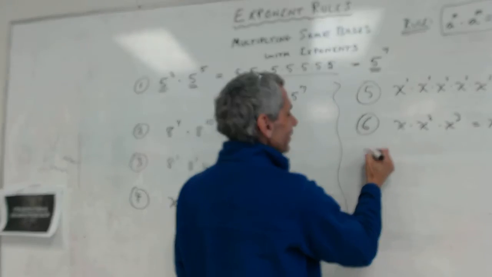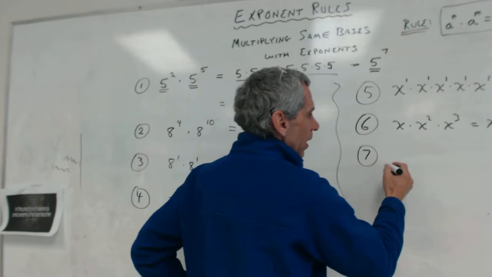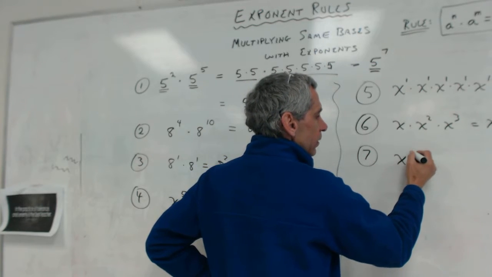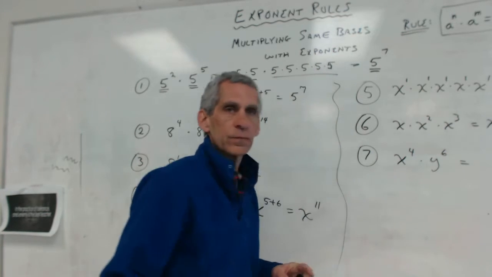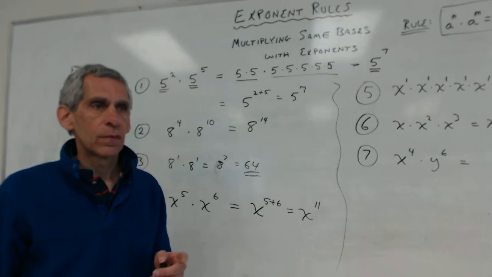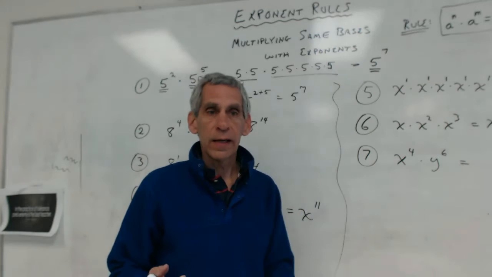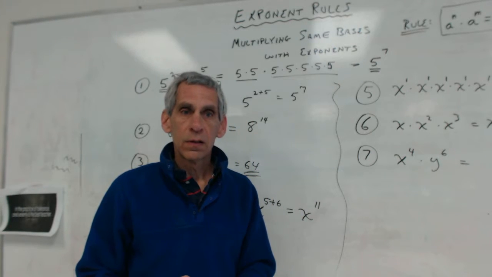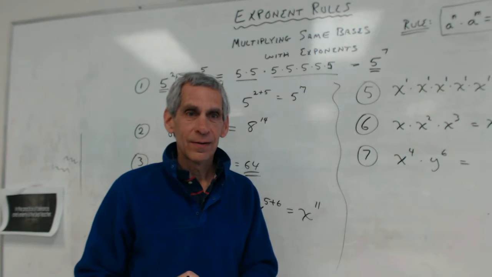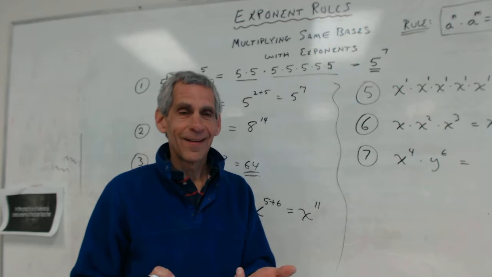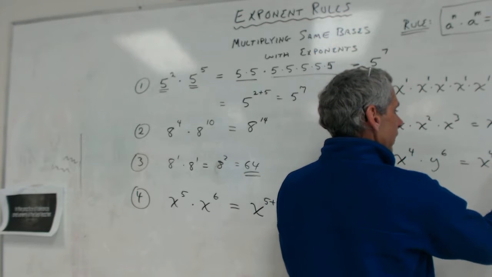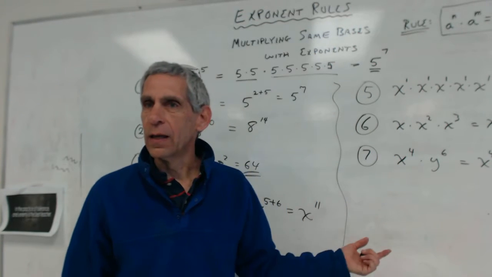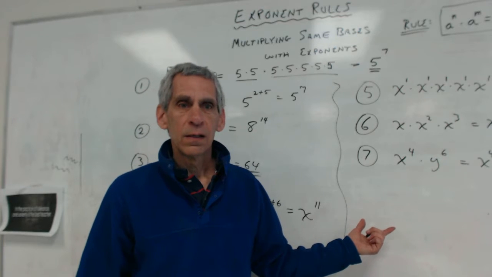All right, so here we go. How about x to the 4th times y to the 6th? Caleb, focus on this one. Gavin, go ahead. Would it just be x? Yeah, the answer is this, guys. It's x to the 4th times y to the 6th. Why? Because you can't do anything.